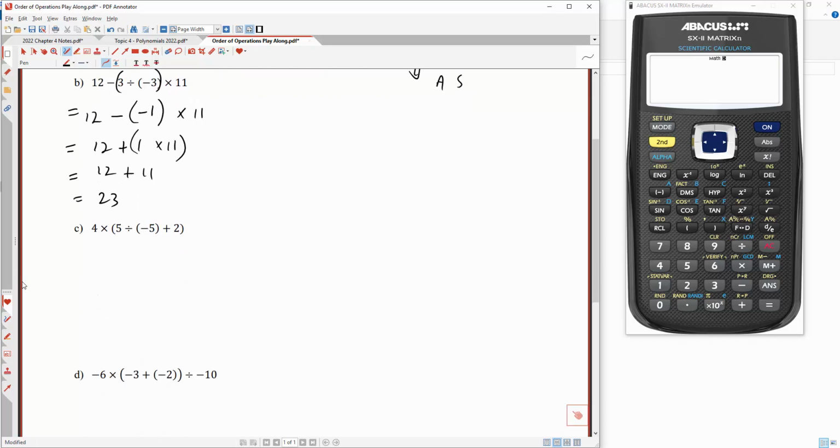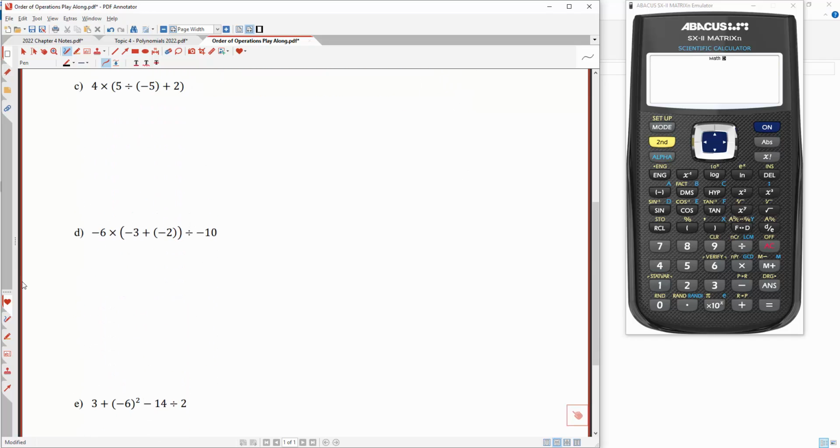Alright, so the third of the 5 problems is this one here. And progressively, I'm trying to make these just a little bit more challenging with each advanced question. So this one here, I'll get you to write it down. So it's 4 multiplied by, open brackets, 5 divided by -5 plus 2, and then close your brackets. Pause the video now and have a go. Alright, so let's see how you went.